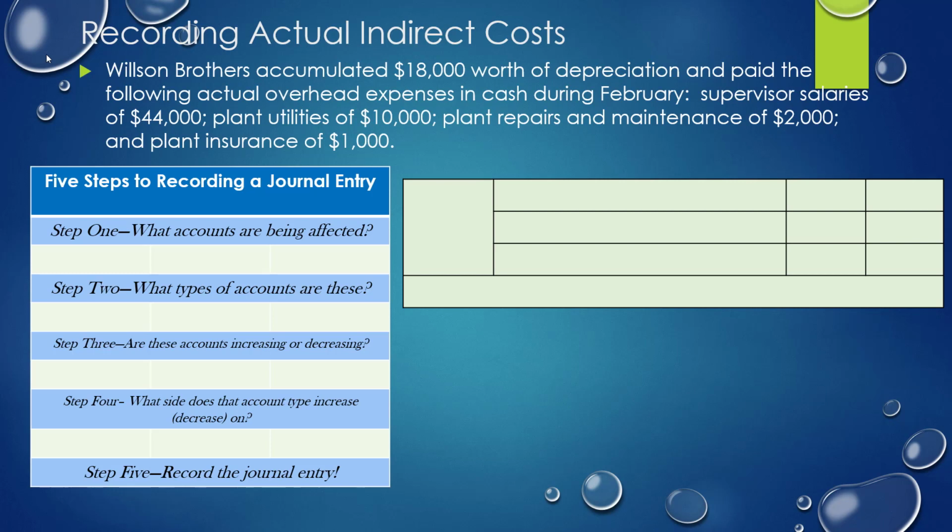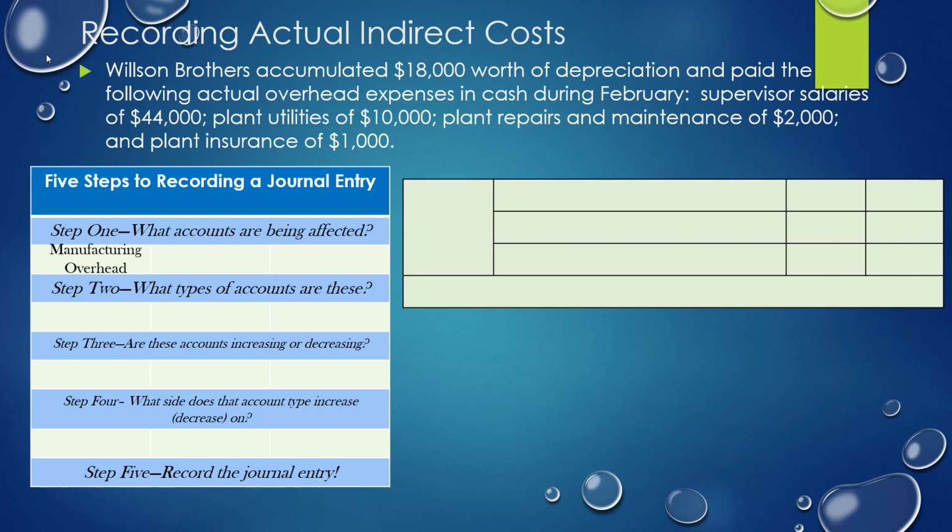What accounts are being affected here? Well, firstly, manufacturing overhead is being affected. Like I said, costs go into the pool on the debit side. Costs are going into the pool right here. These are actual costs that we need to put into our pool. What other things are being affected?